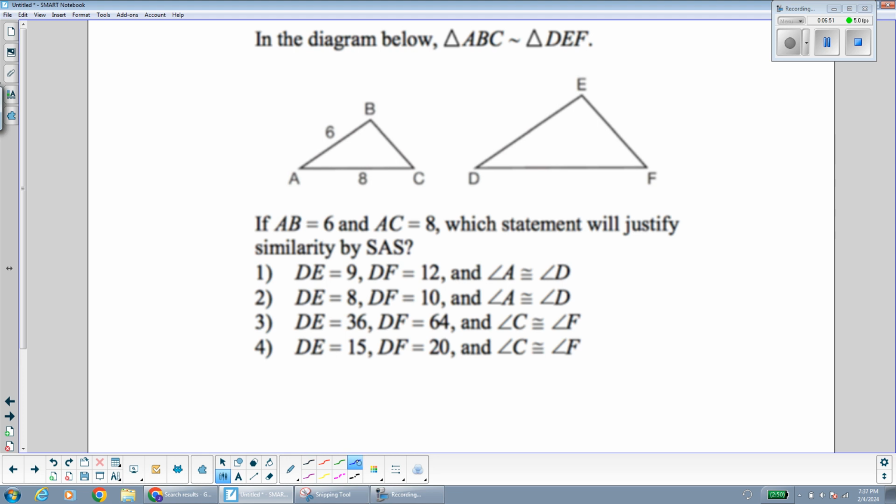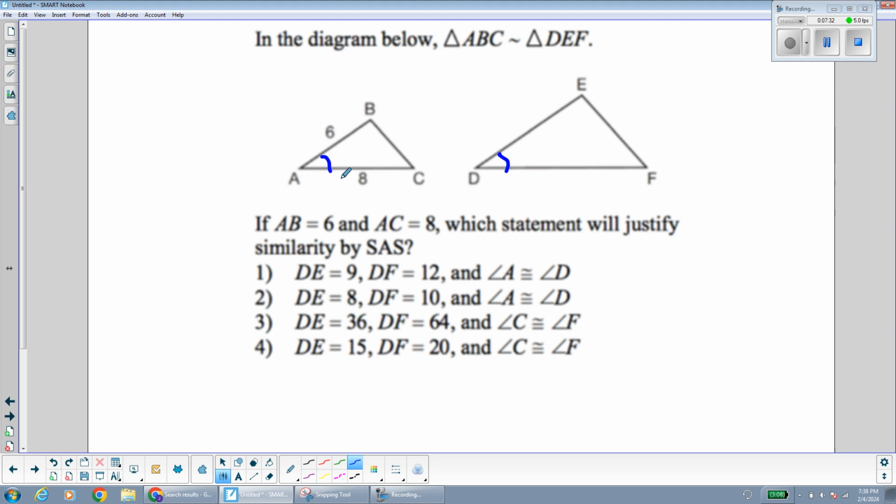Over here, we have AB is 6 and AC is 8, and they already tell us in the question that the two triangles are similar to each other. And it's asking us which statement will justify similarity by SAS. So for SAS, since I already have information about these two sides, what I need is the angle in between. So that would be angle A, and that would correspond to angle D over here since A is the first letter and D is the first letter. Those angles correspond. So I need to find the answer choice that has angle A congruent to angle D, and that also puts measurements here that are proportional to the measurements that I'm already given here.